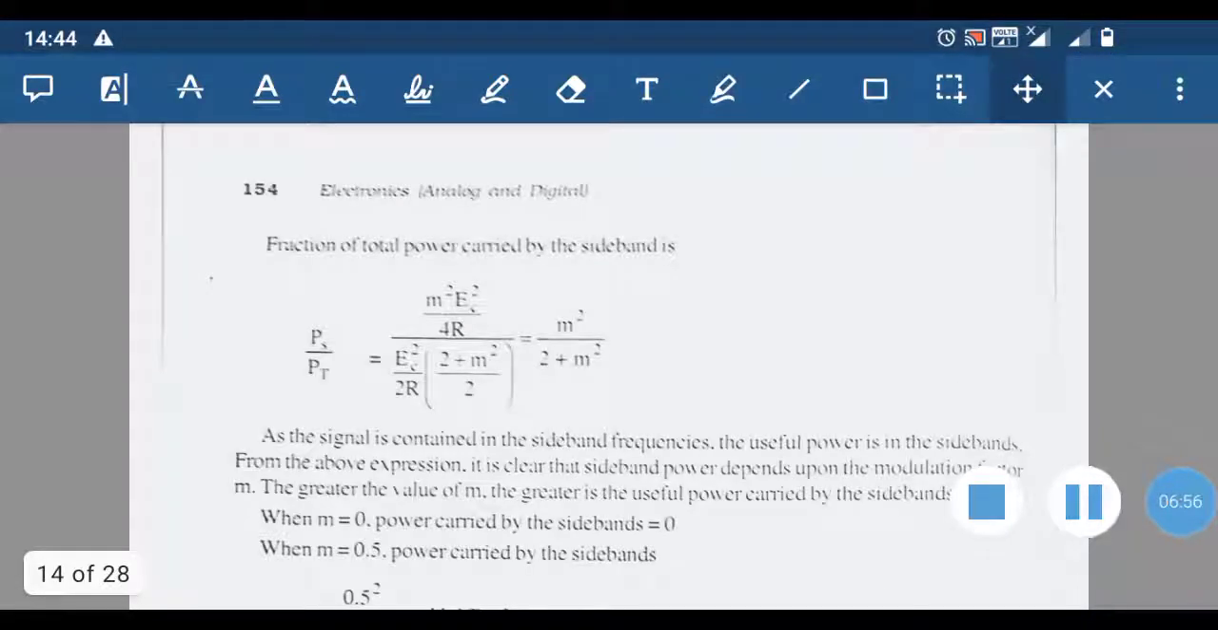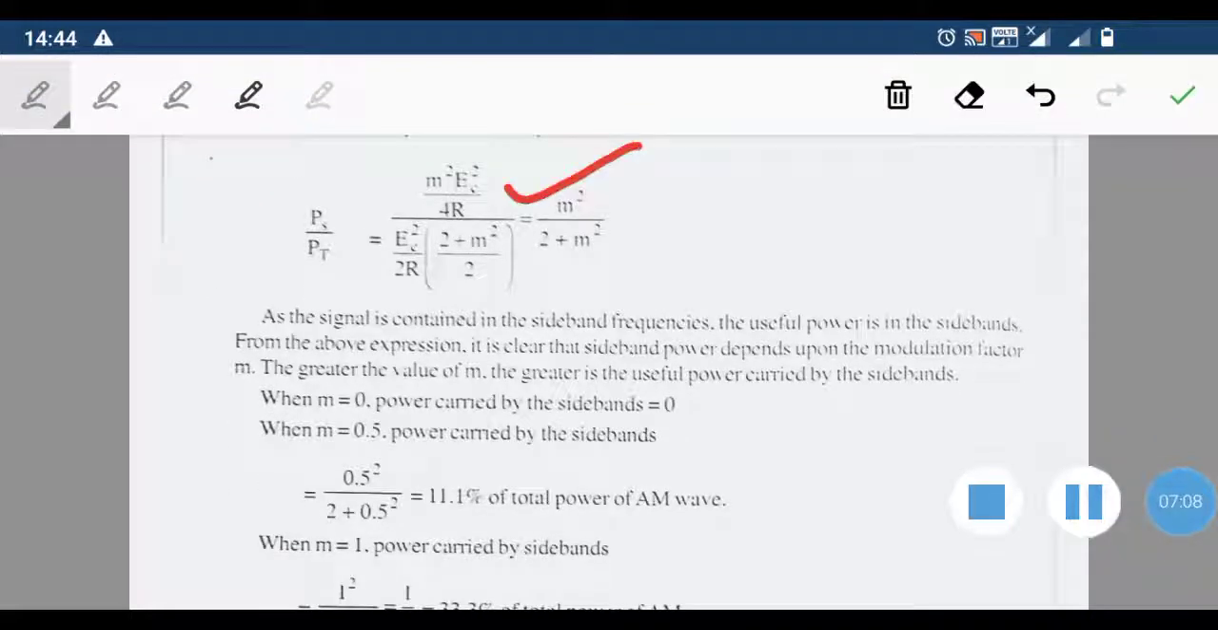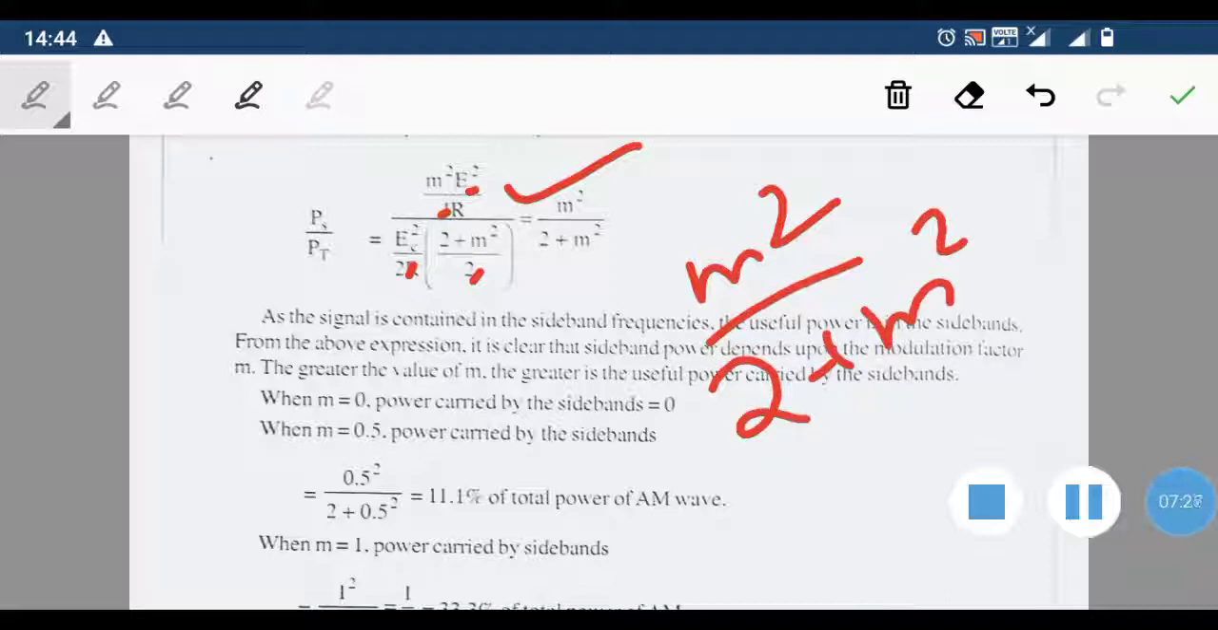Now next we are evaluating the fraction of the total power carried by the sidebands, PS divided by PT. That will be equal to m square EC square divided by 4R, divided by EC square by 2R into (2 plus m square) by 2. EC square by 4R gets cancelled from both the terms. Then in the numerator we have m square, and in the denominator we have 2 plus m square. Always this m is less than 1.